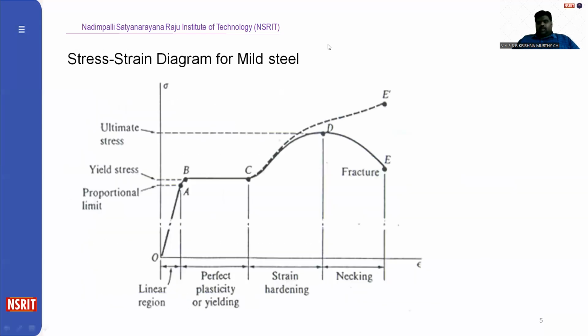After this particular point, if you further increase the load, it will fracture. Once the material has broken, it will have a cup and cone structure; the specimen breaks into a cup and cone. I will show you in the class. I will bring the mild steel specimen and show how it breaks after applying load. So this is regarding the stress strain diagram for mild steel.